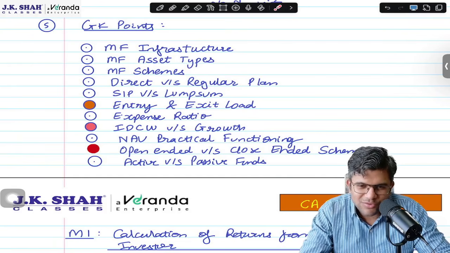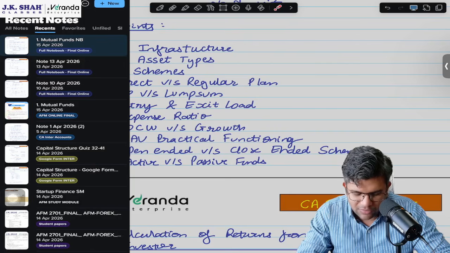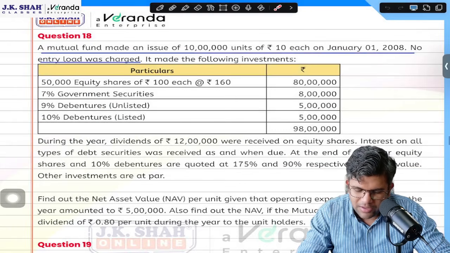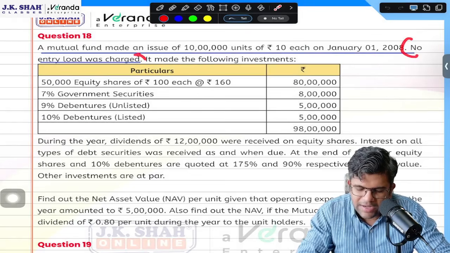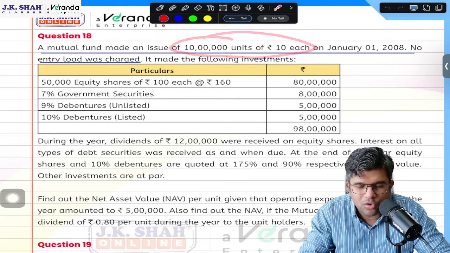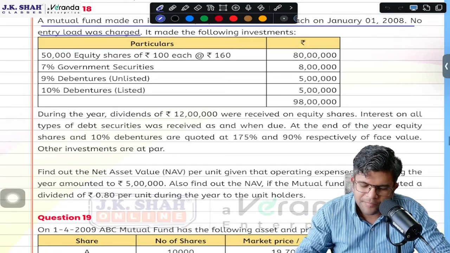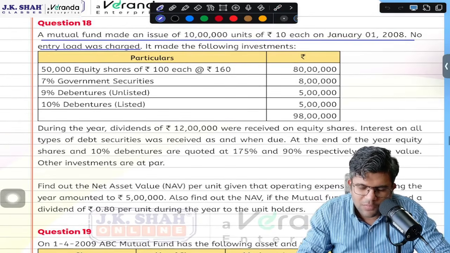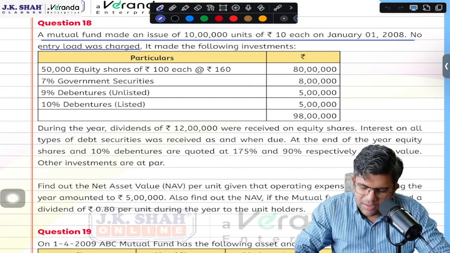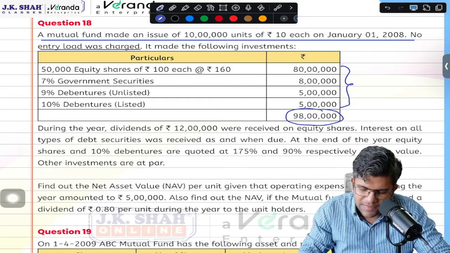All right. So, students, now that you all have understood this, let's come back to the question. Wow, no entry load was charged. Everything clear, which means the entire 1 crore, can I say, was invested in the assets. Okay, moving on. Students, what did the mutual fund do with the 1 crore? Can I say it purchased assets worth 98,000?